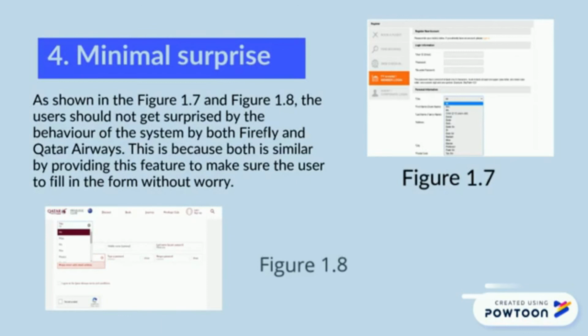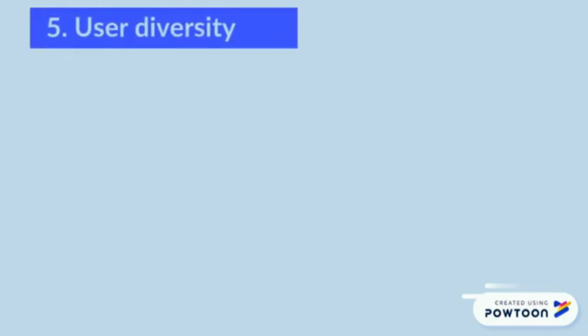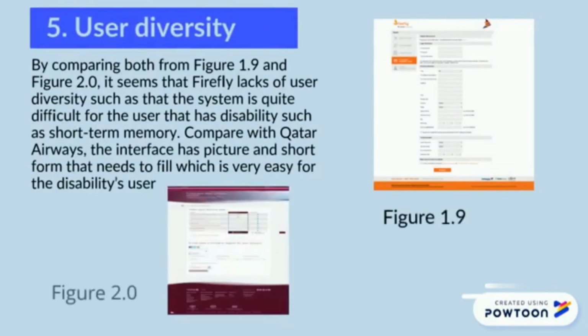This is because both are similar in providing this feature to make sure the user fills in the form without worry. Number 5 is user diversity. By comparing Figures 1.9 and 2.0, it seems that Firefly lacks user diversity, such as the system being quite difficult for users that have a disability, such as short-term memory loss. Compared with Qatar Airways, the interface has pictures and short forms to fill, which is very easy for users with disabilities.